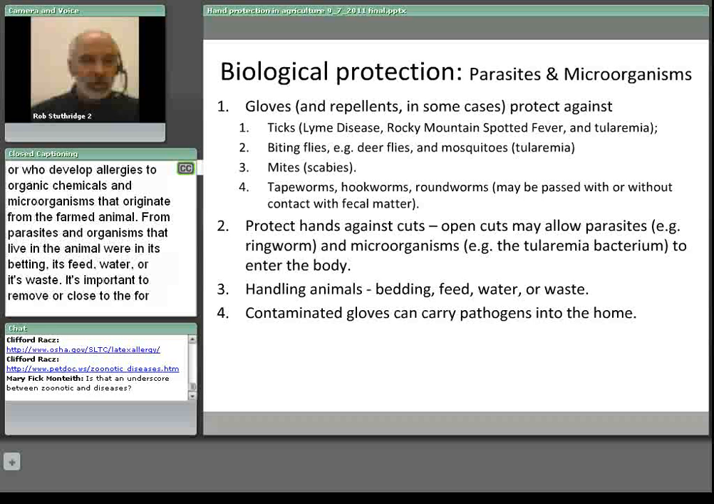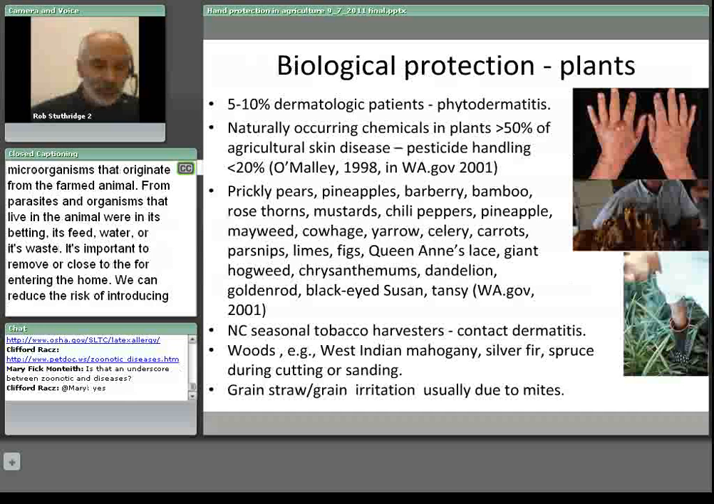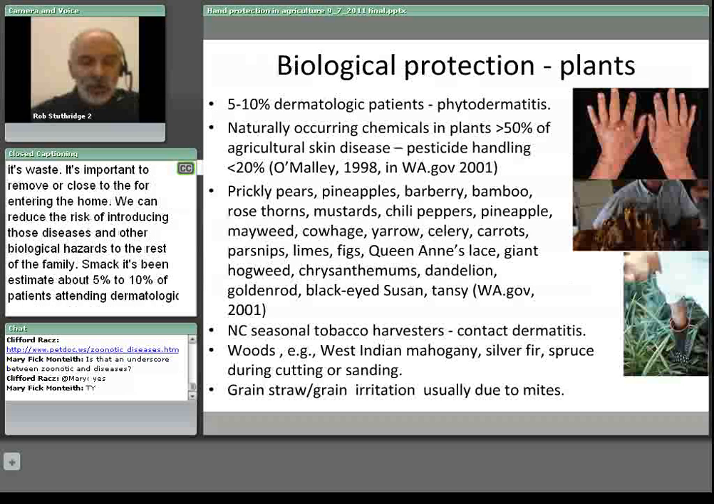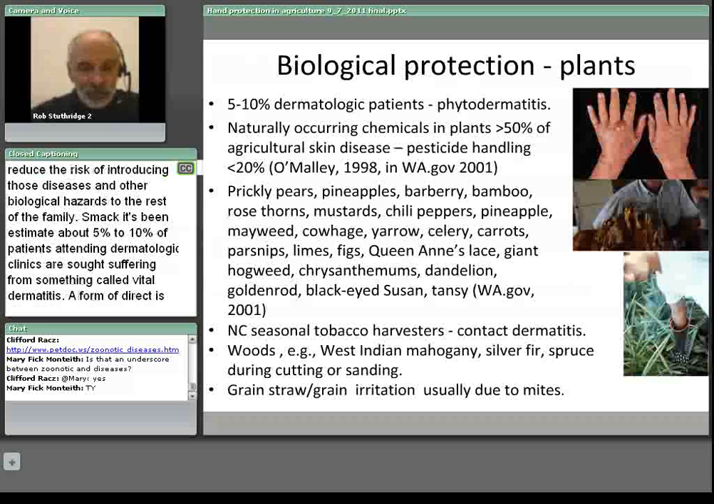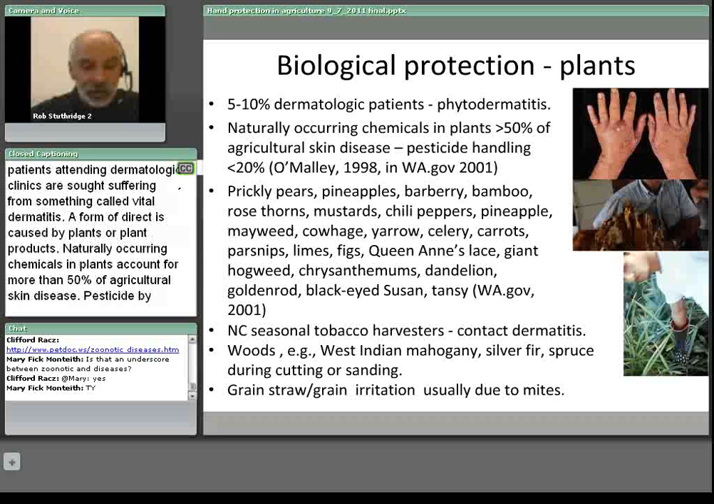It's been estimated that about 5-10% of patients attending dermatologic clinics are suffering from something called phytodermatitis. This is a form of dermatitis caused by plants or plant products. Naturally occurring chemicals in plants account for more than 50% of agricultural skin disease, pesticide handling by contrast only accounts for less than 20%, according to the Washington State Department of Labor and Industries.